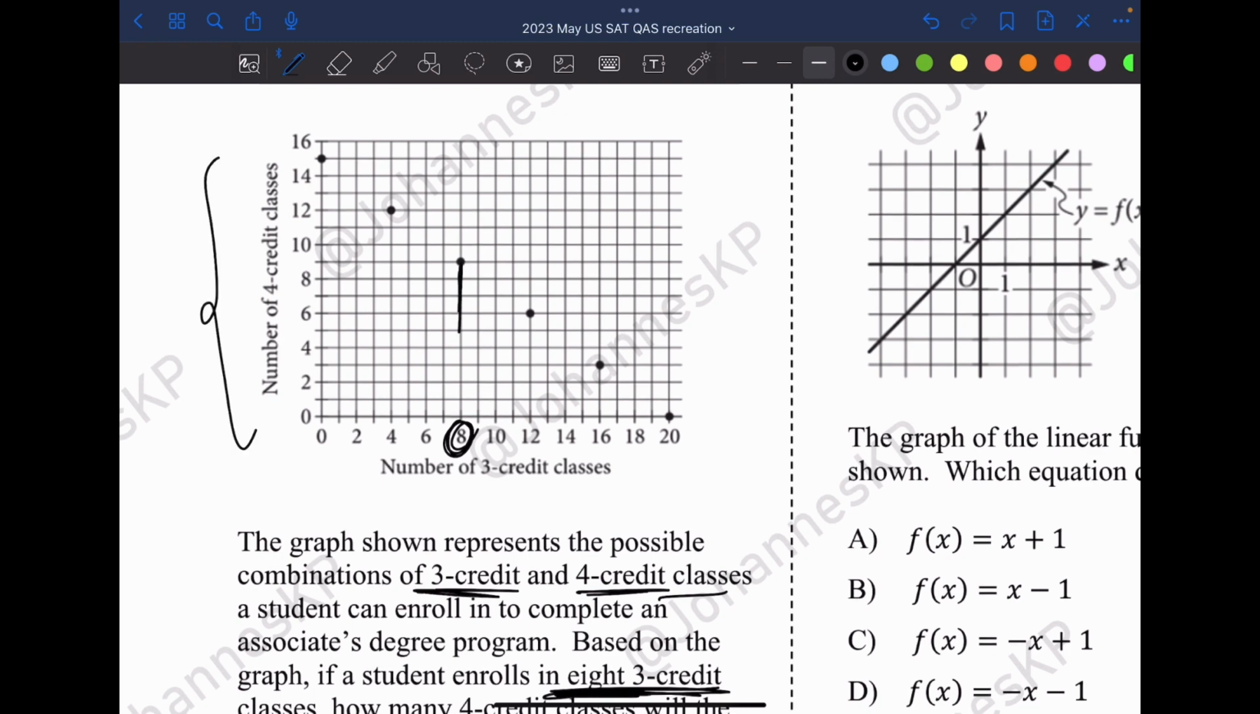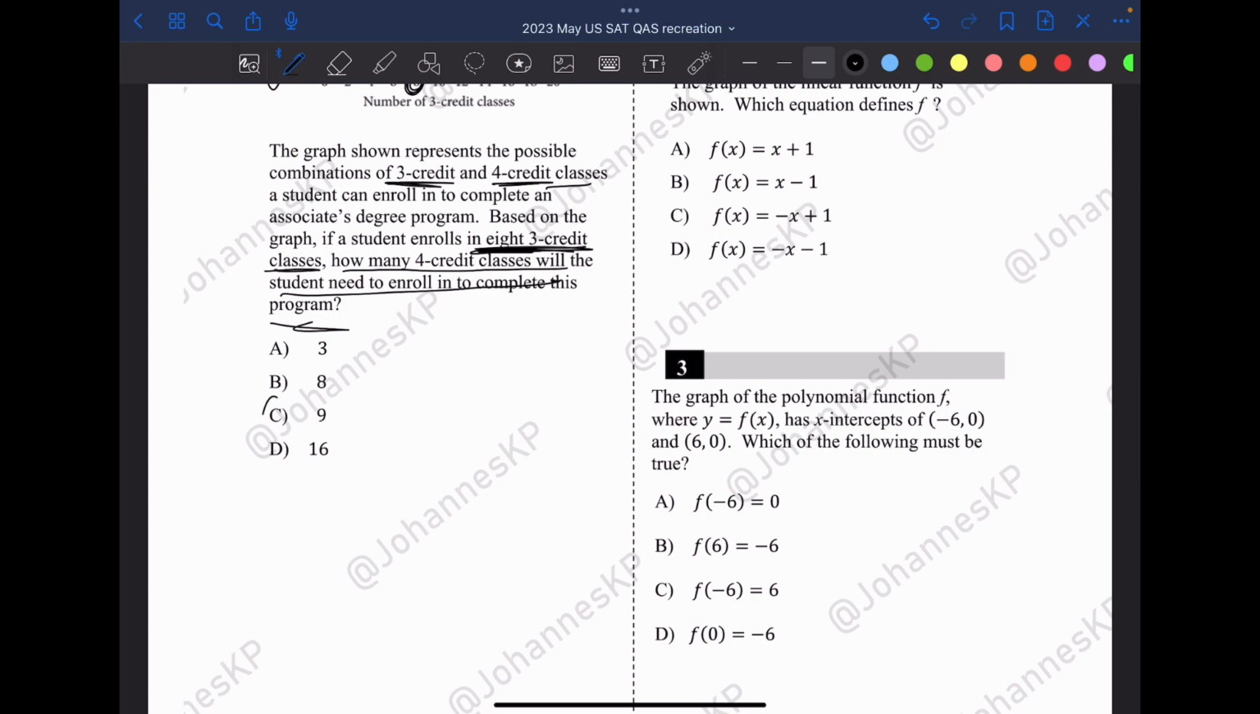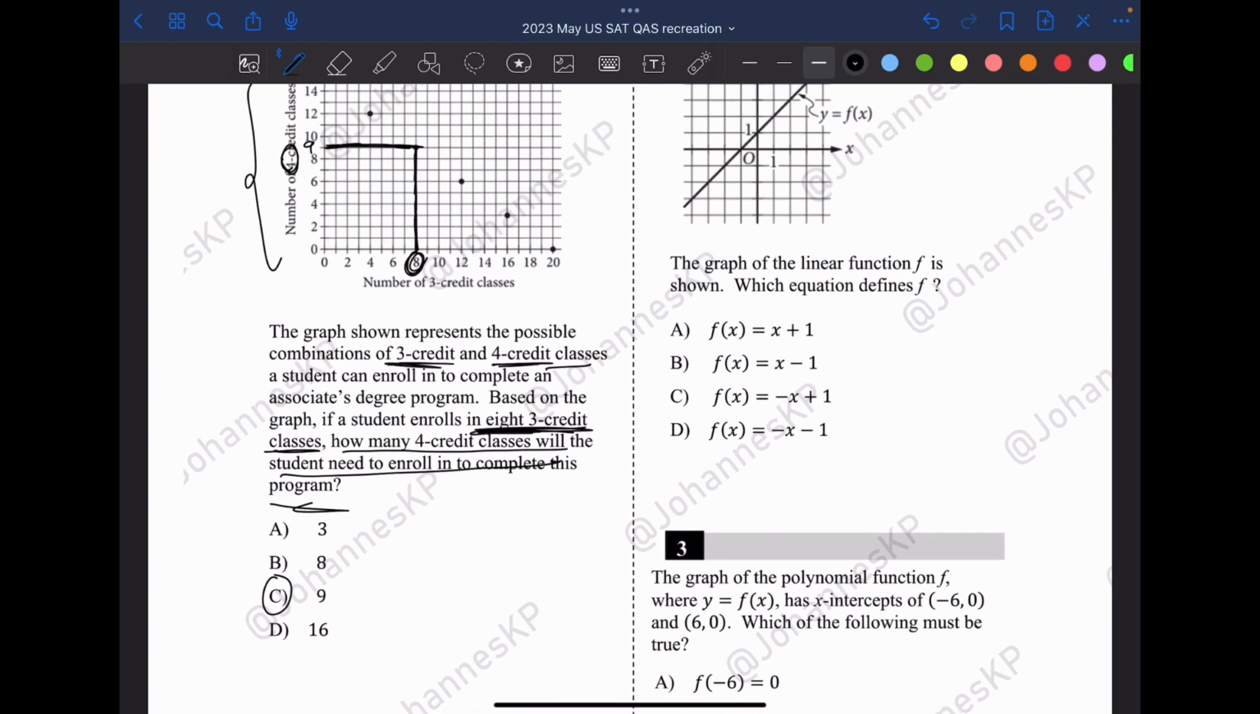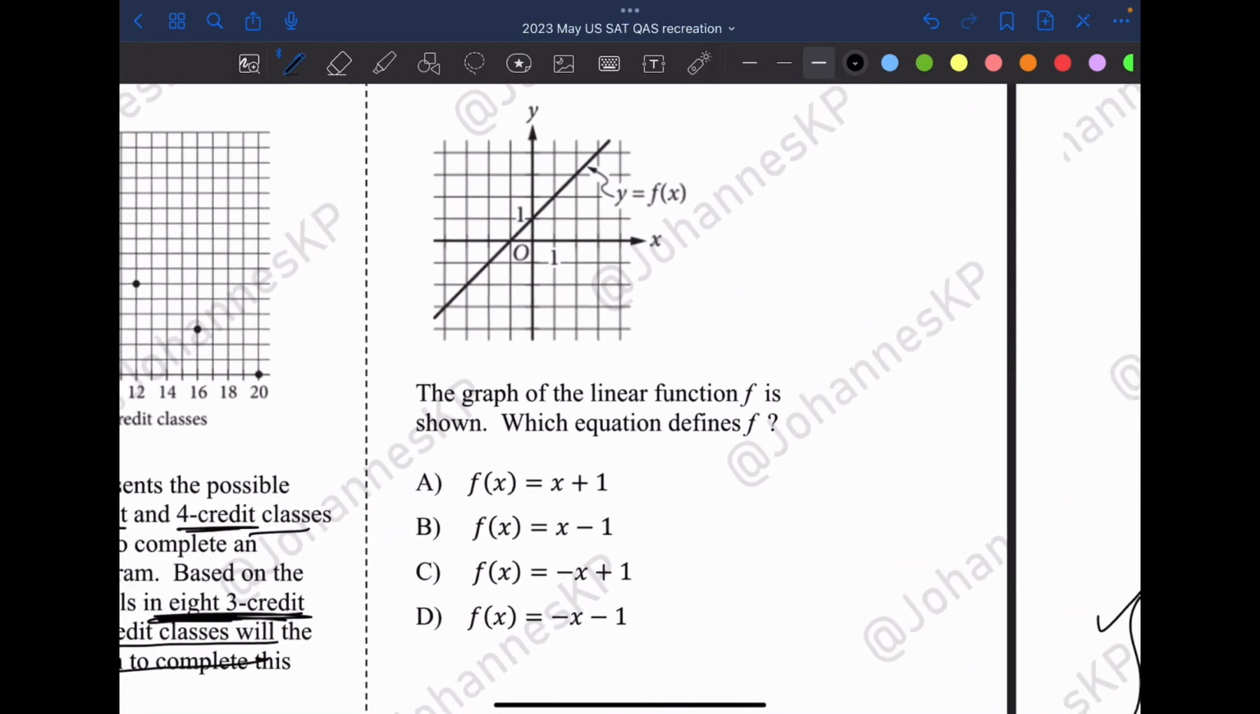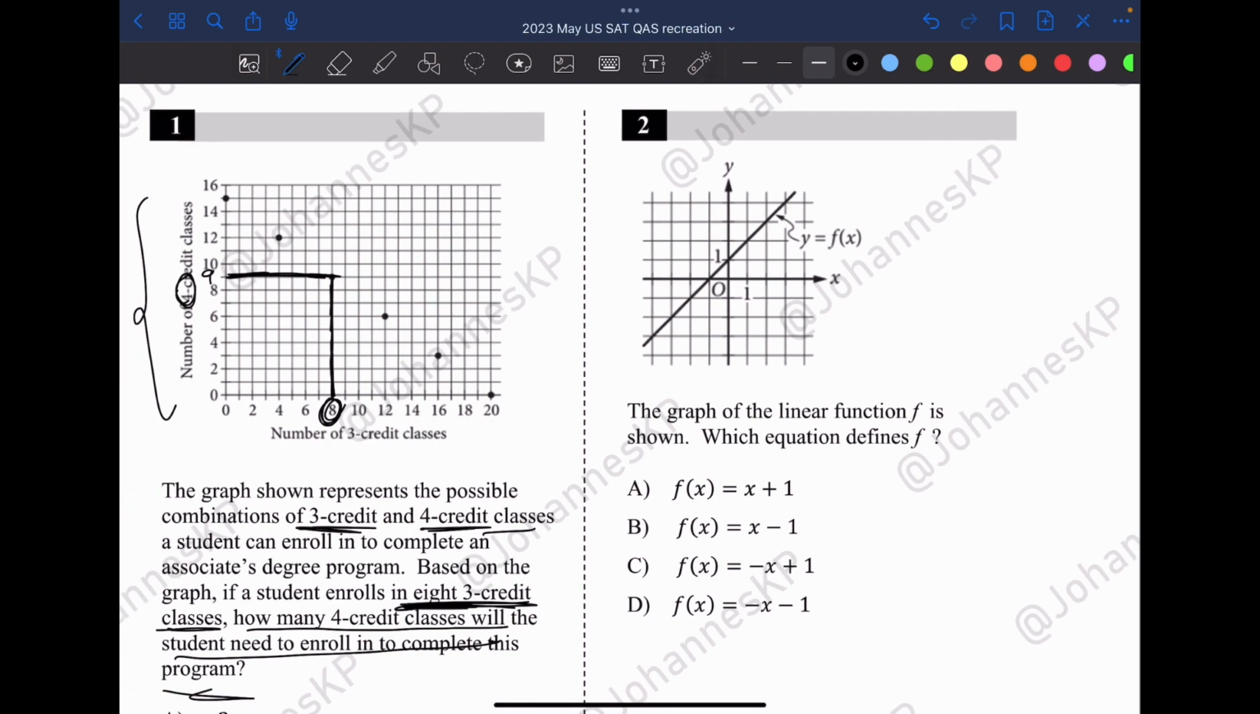Let's look at this dot over here. If you take 8 3-credit courses, then you need to take 9, because this is a 9 over here, you need to take 9 4-credit courses. So the answer is 9. It is that easy, you just need to read the graph. That's it. Question number 2, the graph of a linear function f is shown.